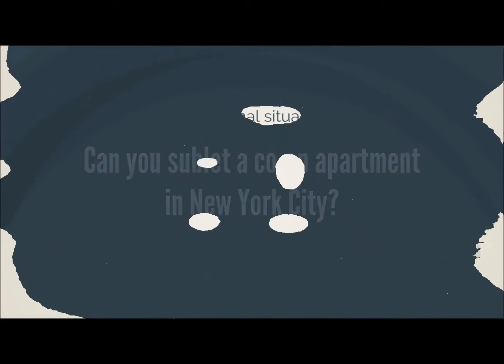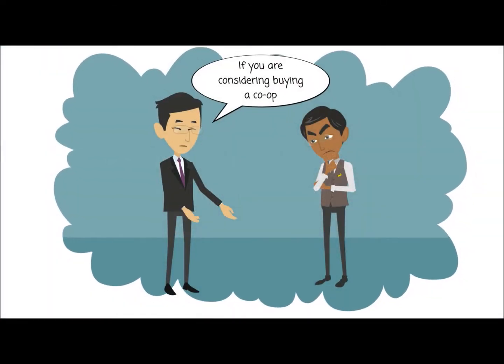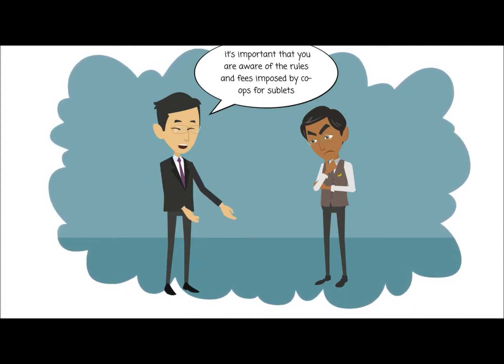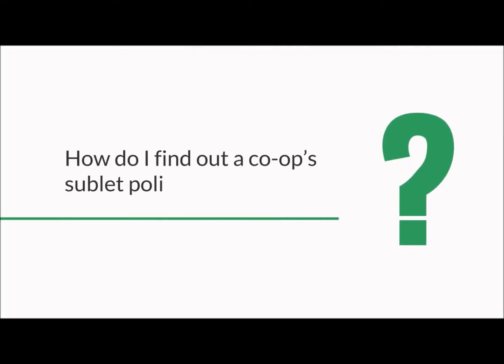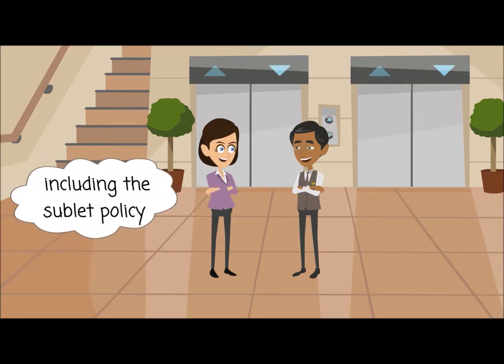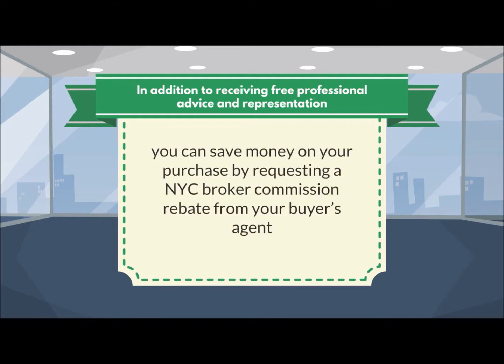Which is better? Whether a co-op or a condo is better depends on your personal situation. What are the rules and fees associated with subletting a co-op? If you are considering buying a co-op, it's important that you are aware of the rules and fees imposed by co-ops for sublets. How do I find out a co-op's sublet policy? An experienced buyer's agent can help you navigate the complexities of each co-op building here in New York City, including the sublet policy. In addition to receiving free professional advice and representation, you can save money on your purchase by requesting a New York City broker commission rebate from your buyer's agent.